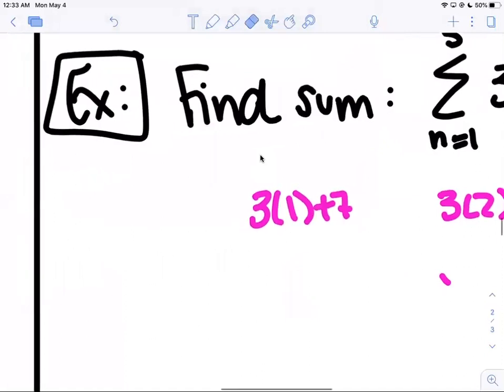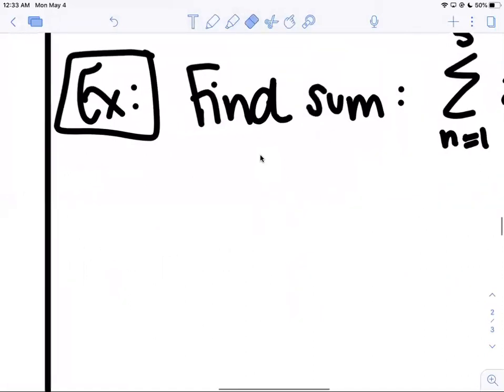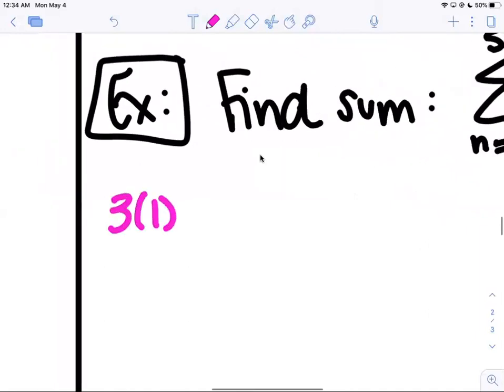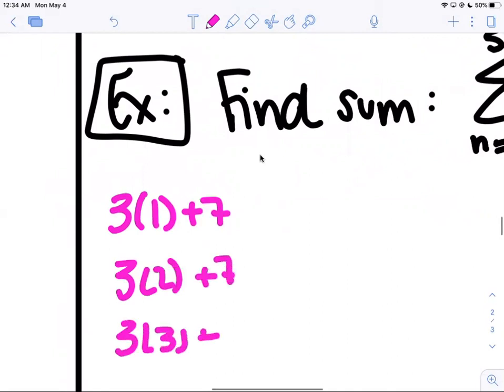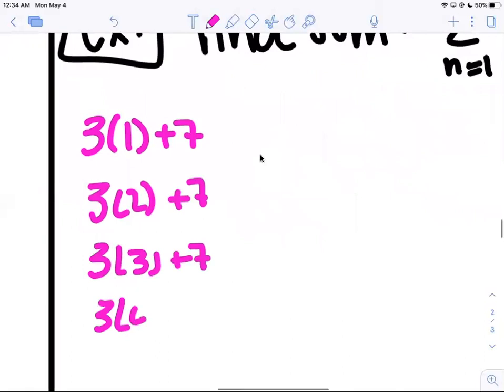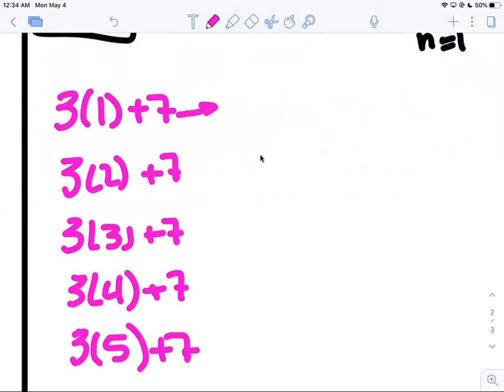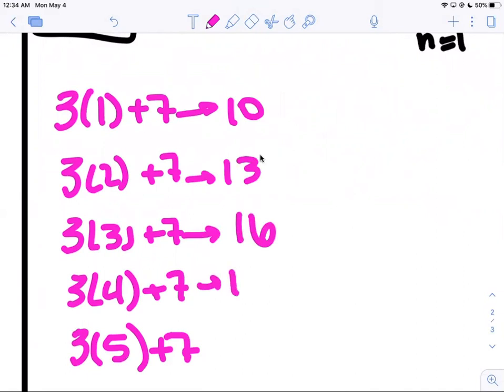Okay, so I'm going to do 3 times 1 plus 7, 3 times 2 plus 7. Actually, let's make a little nicer list. Sometimes horizontal just goes on forever, so we'll do it vertical. 3 times 1 plus 7, 3 times 2 plus 7, 3 times 3 plus 7, 3 times 4 plus 7, and then last 3 times 5 plus 7. 3 times 1 plus 7 is 10, 6 plus 7 is 13, 9 plus 7 is 16, 12 plus 7 is 19, and 15 plus 7 is 22. Yep, I think so.